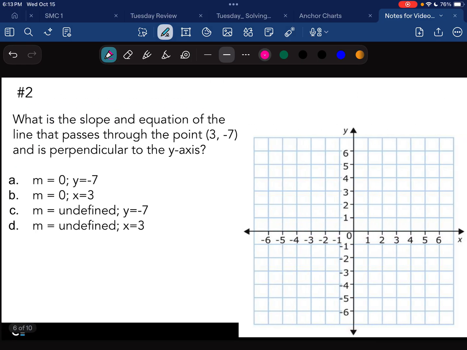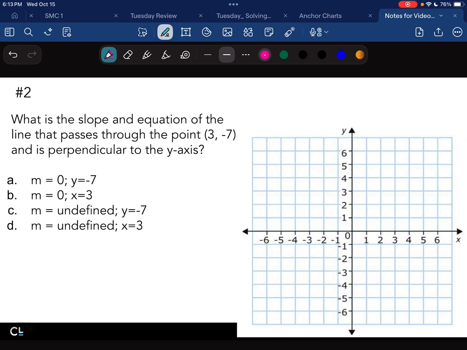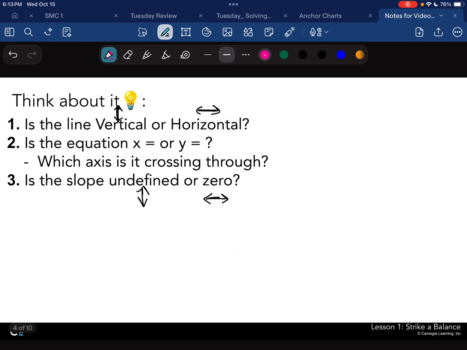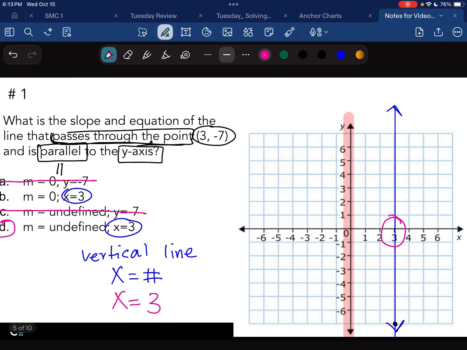Go ahead and look at this problem. I want you guys to go ahead and solve this problem on your own. Think about that same think about process. So remember, we talked about it. Is the line vertical or horizontal? Is the equation x or y? And then what is your slope?